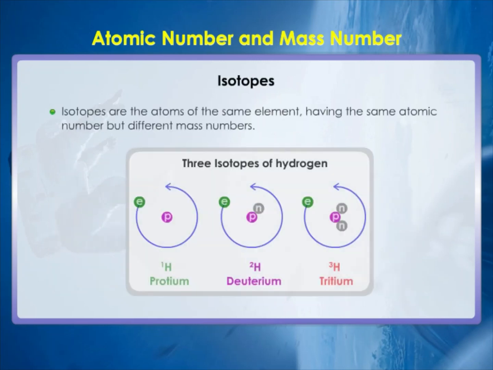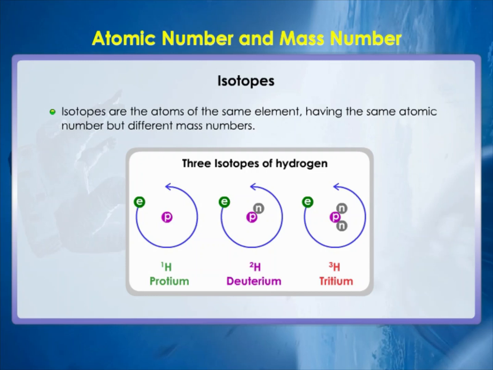Isotopes. In nature, a number of atoms of some elements have been identified which have the same atomic number but different mass numbers. For example, take the case of the hydrogen atom. It has 3 atomic species, namely protium, deuterium, and tritium. The atomic number of each one is 1, but the mass numbers are 1, 2, and 3 respectively.